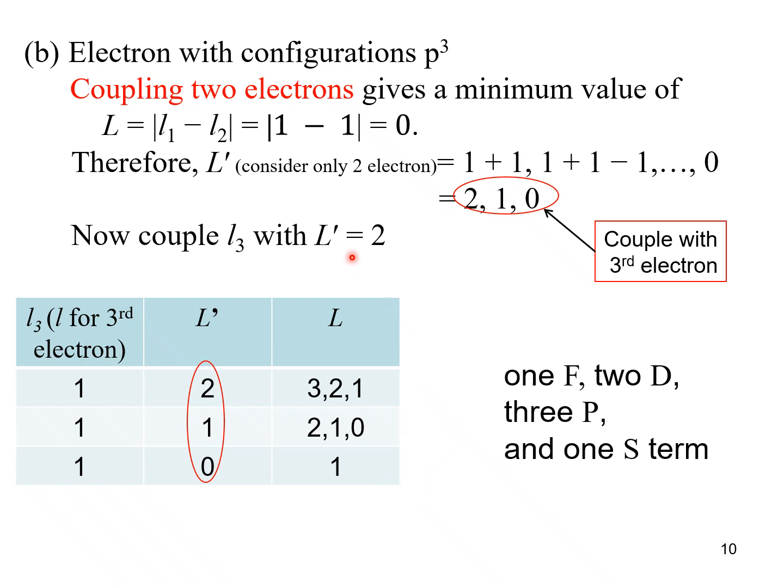Therefore, for these three electrons in the p orbital, for the total orbital angular momentum quantum number L, we have 1 F state coming from L equals 3, and 2 D states coming from L equals 2, and then 3 P states coming from L equals 1. We have 3 of them here, so they are the P states, and the last one is the S term, coming from L equals 0.